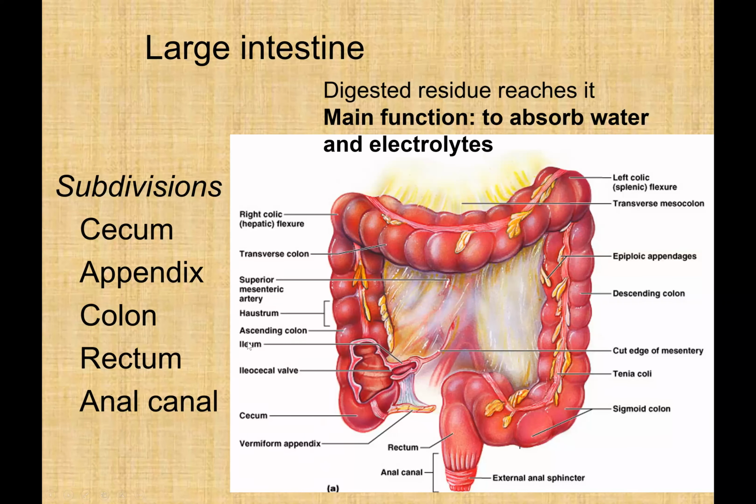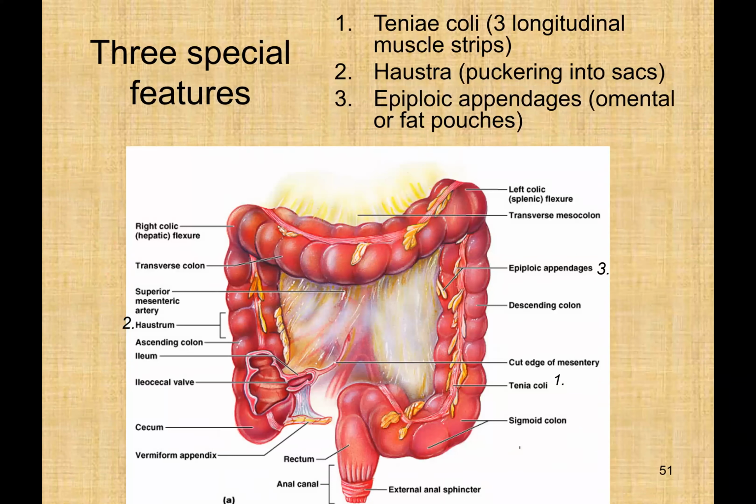So we can see the ascending colon and then the descending colon, the sigmoid colon. And then one other thing is the anal canal. Within the anal canal, we'll be looking at the internal anal sphincter and then the external anal sphincter.